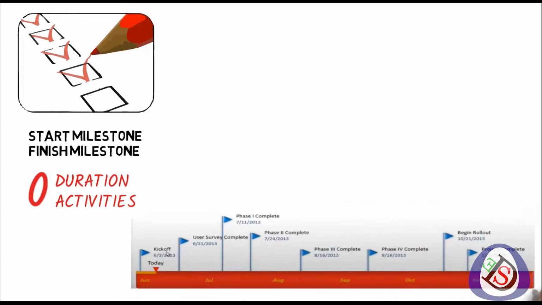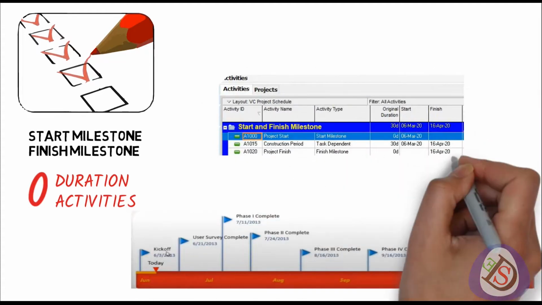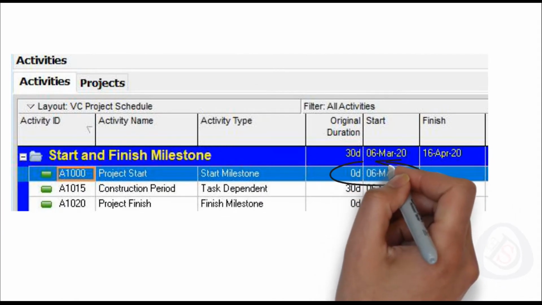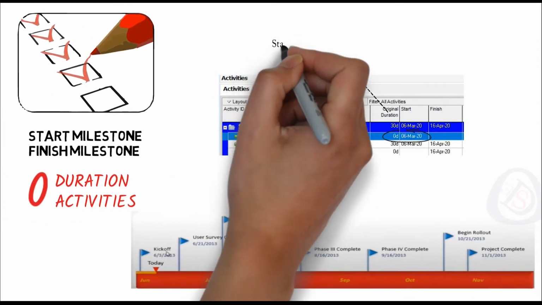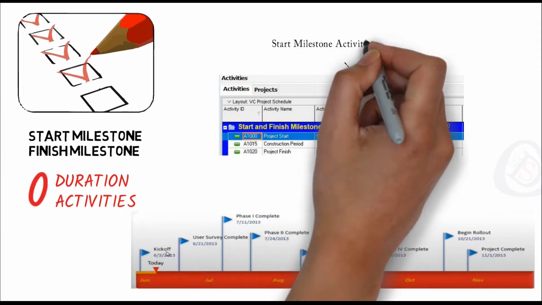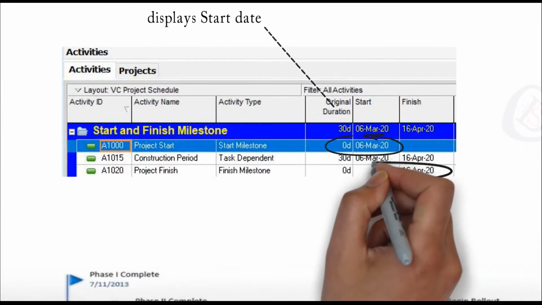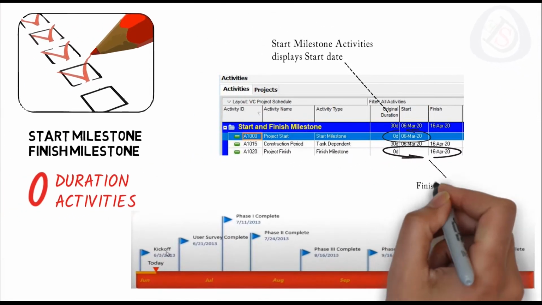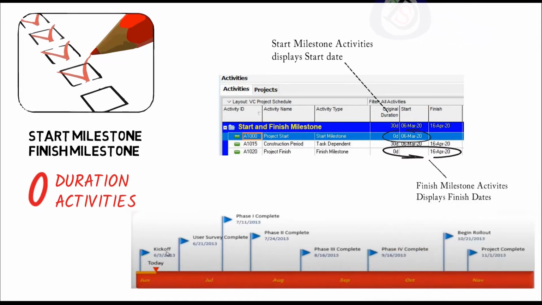Here we can see kickoff meeting as the start milestone and project complete as the finish milestone. So here we have a screenshot of my Primavera P6 schedule. Here we have a start date and a finish date. In this project, you can see the start milestone displays only a start date. There we also have a finish date, the project finish date, with zero duration. Finish milestone activities display only a finish date with zero duration.